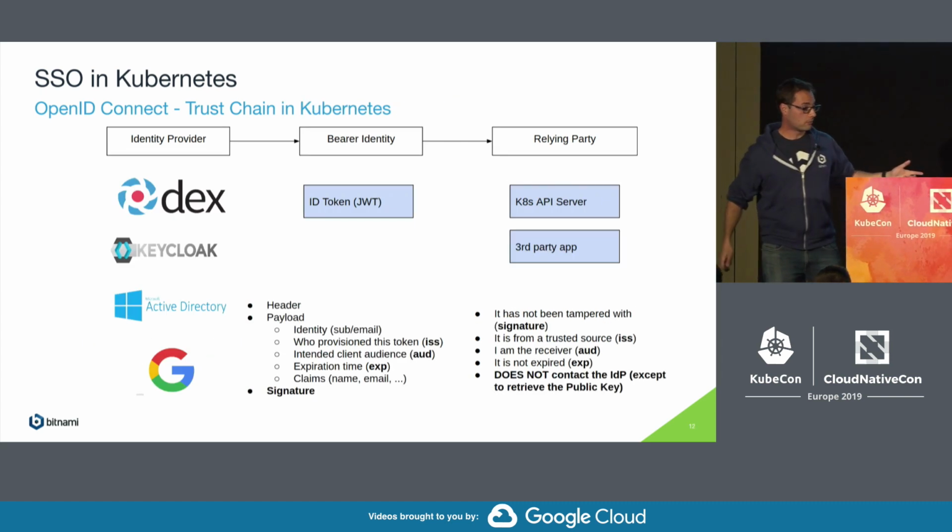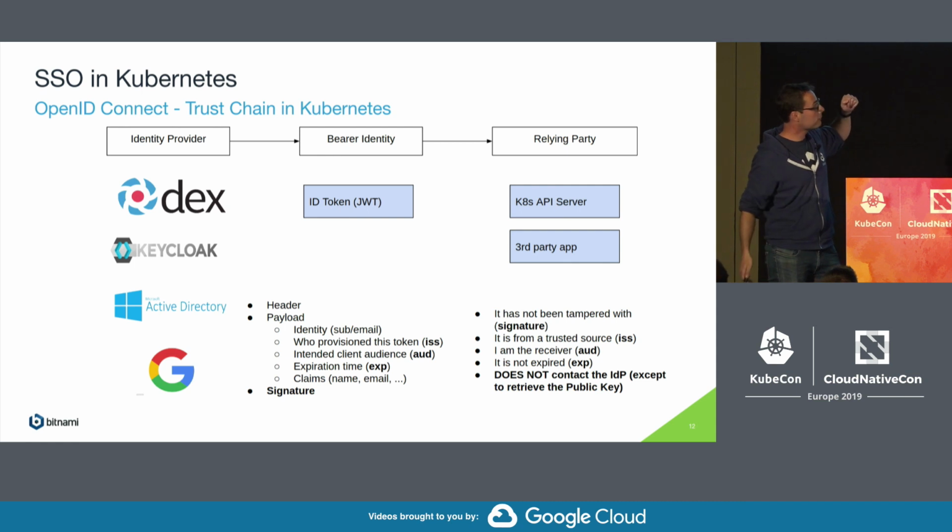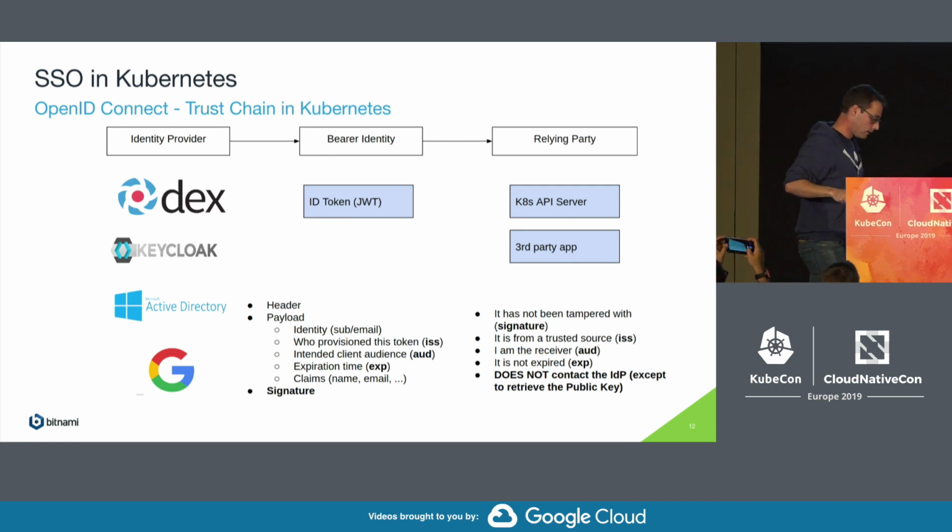If we extrapolate this to Kubernetes, it's basically the same thing. We have a set of identity providers that can be either managed, like Active Directory or Google accounts, or self-hosted, like Dex or Keycloak. And then there is not a passport. What we have instead is the ID token that I mentioned before, which is a JSON Web Token. The JSON Web Token has 3 parts: a header that tells you what kind of signature it has, and a payload that contains who you are, who provisioned this token, who is the audience, and when it expires, among other things.